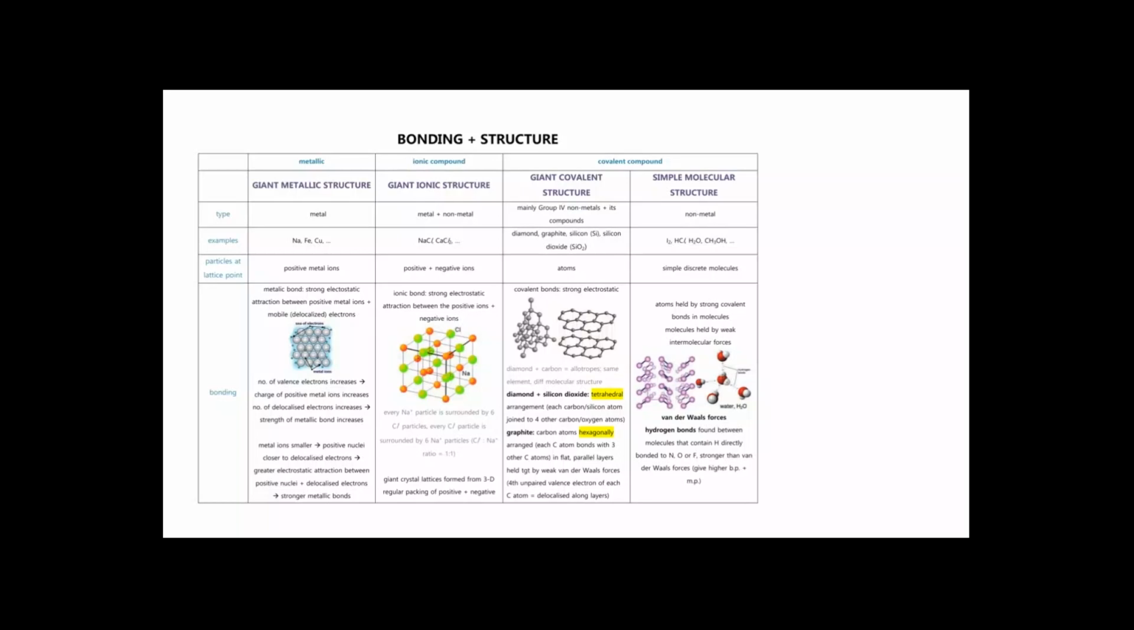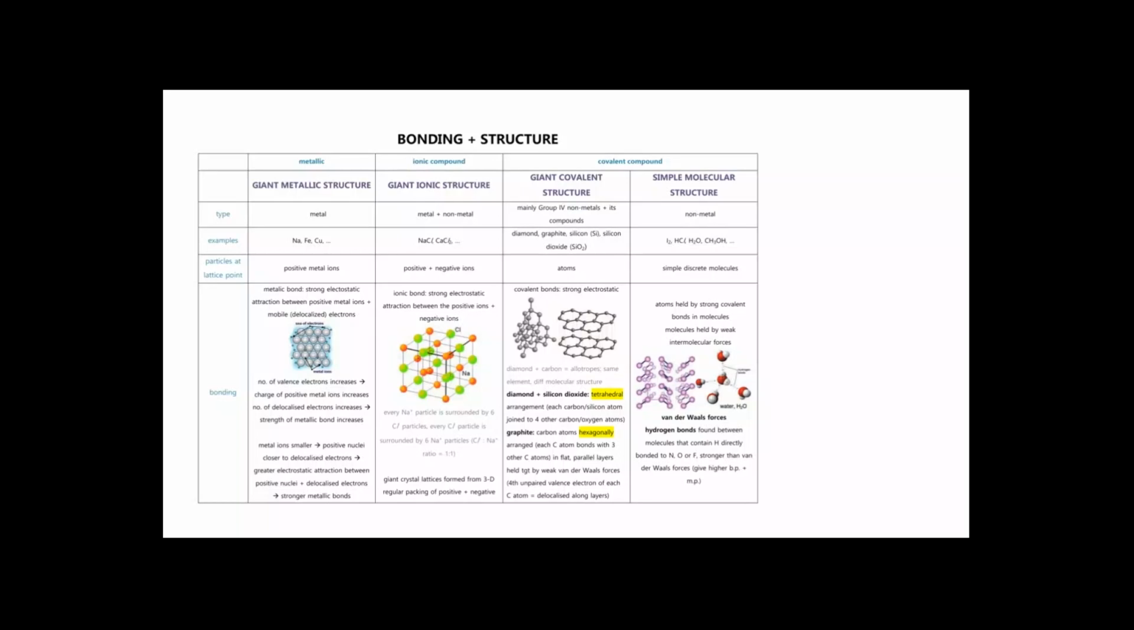Ionic compounds, think of sodium chloride, for example. Particles at the lattice point, you have positive metal ions in metals. Remember, they're surrounded by a sea of negative electrons. Ionic compounds have positive and negative ions. Giant covalent structure, you have atoms, which are held together by covalent bonds, or simple molecules. The particles are the molecules themselves, not the atoms. The molecules will form the particles.